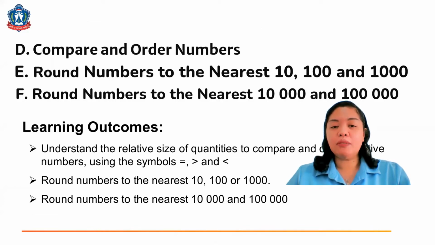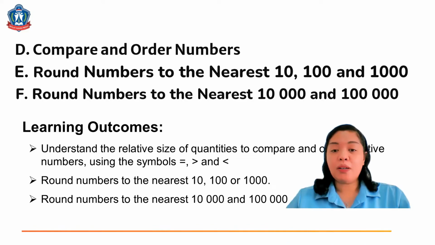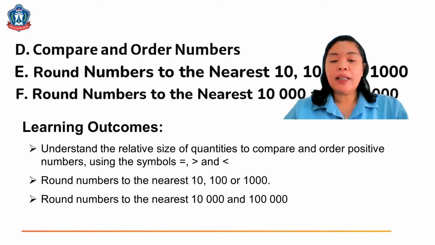The learning outcomes for these lessons are to understand the relative size of quantities, to compare and order positive numbers using the symbols equal, greater than, and less than, to round numbers to the nearest 10, 100, and 1,000, and also to round numbers to the nearest 10,000 and 100,000. Okay, P4, are you ready to learn?